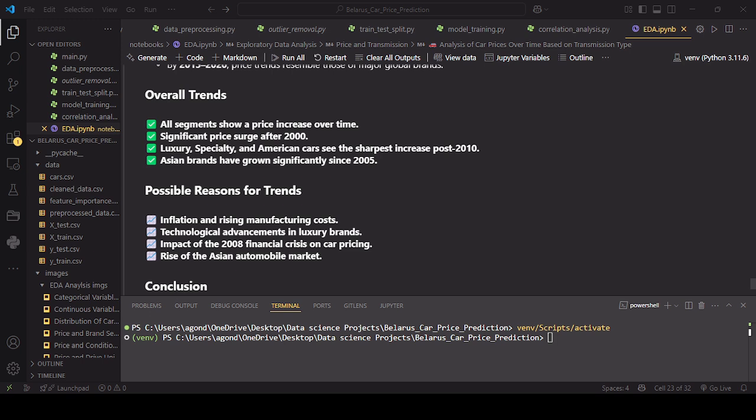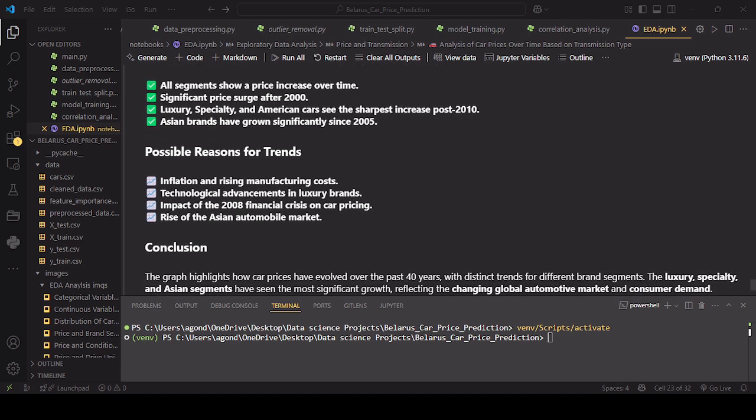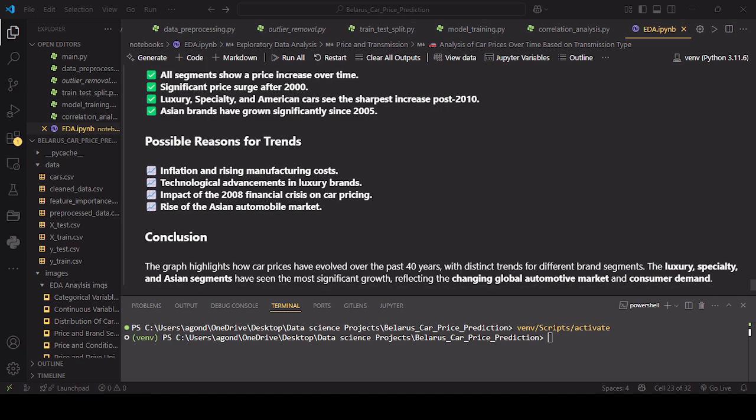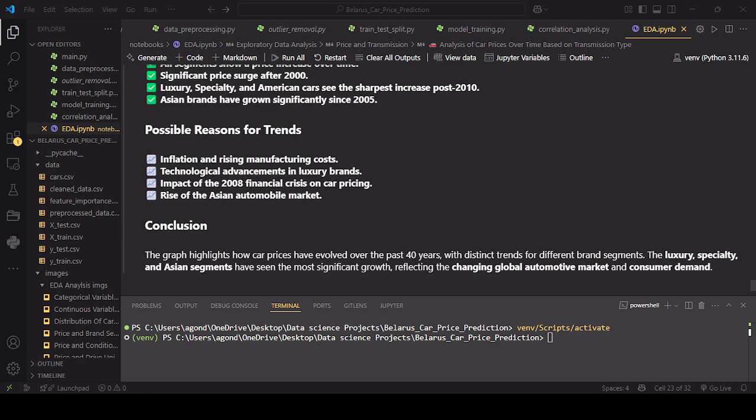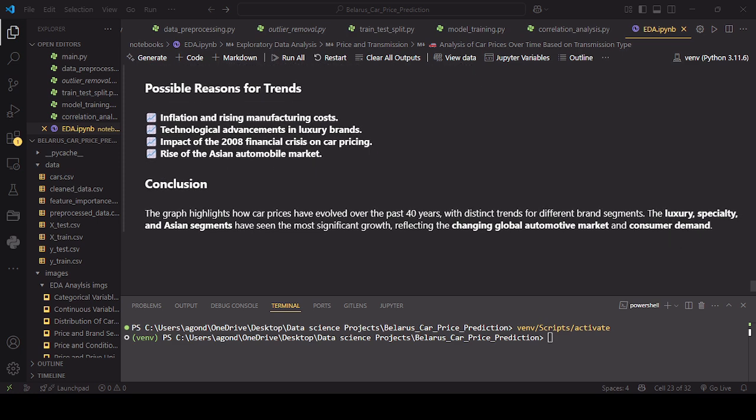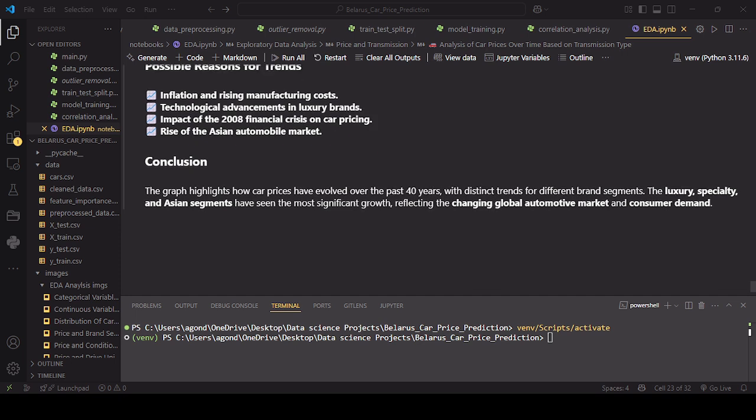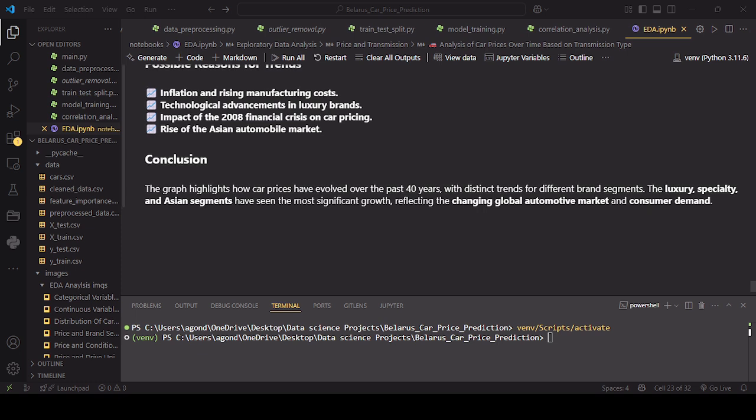increased in price over time. Then luxury, specialty and American cars see a sharp increase after 2010, as Asian brands have grown significantly since 2005. And the possible reasons are inflation and rising manufacturing cost of raw materials and various things, technology advancements, impact of global crisis on prices and rise of Asian brands.